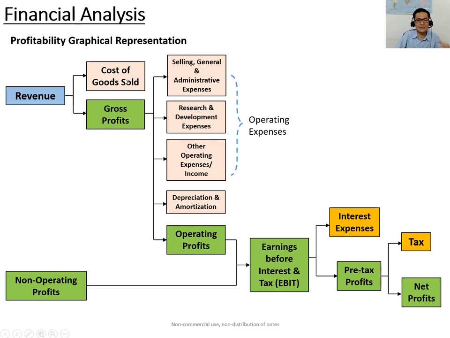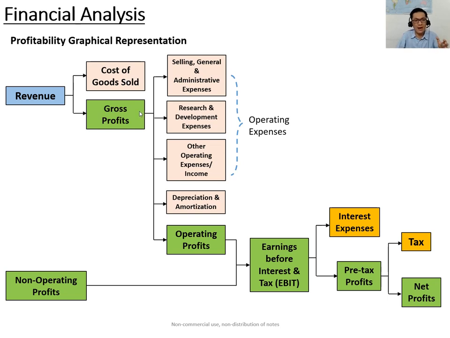Cost of goods sold is the direct cost. It's a cost that is directly involved in producing the products or services. For example, the cost of inventory, or the labor cost that is involved in producing the product or services.